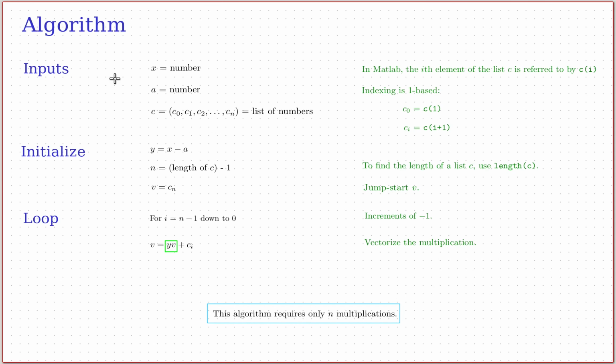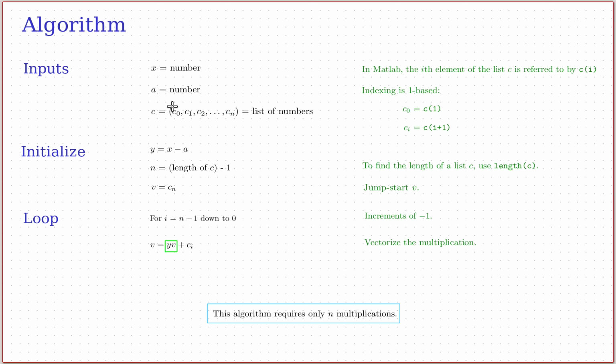Okay, let's look at the algorithm in more detail, more precisely. So we're going to have three inputs. We're going to have x, which will be a number, the number at which we want to evaluate the polynomial. A is also a number, right? It's going to be the number which is the center of the expansion. And c, which is going to be a list of numbers or a vector in MATLAB. But it's not a single number, it's a list of numbers representing the coefficients. And we will assume that the coefficients are given in this order, C0, C1, all the way up to Cn.